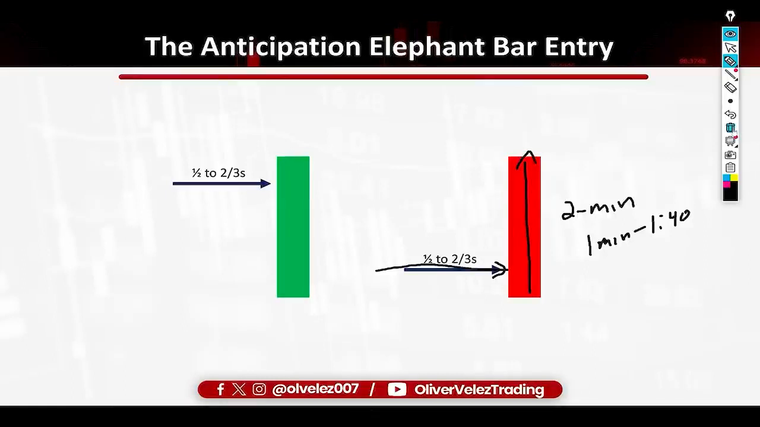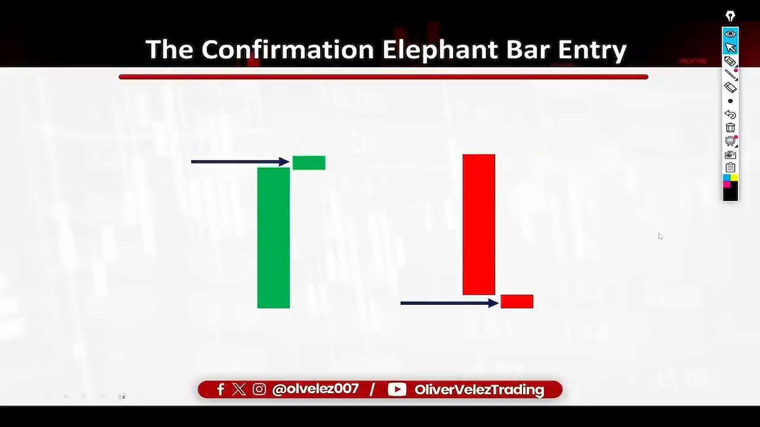All right, so don't jump the gun too fast. You're going to increase the odds of your bad plays. You're going to increase the odds of your stop outs if you act too quickly. 1 minute, 30 seconds is the gold standard. You can do it after 1 minute, but 1 minute, 30 seconds more or less is the gold standard. All right. That's how we jump inside of elephant bars using the anticipation entry.